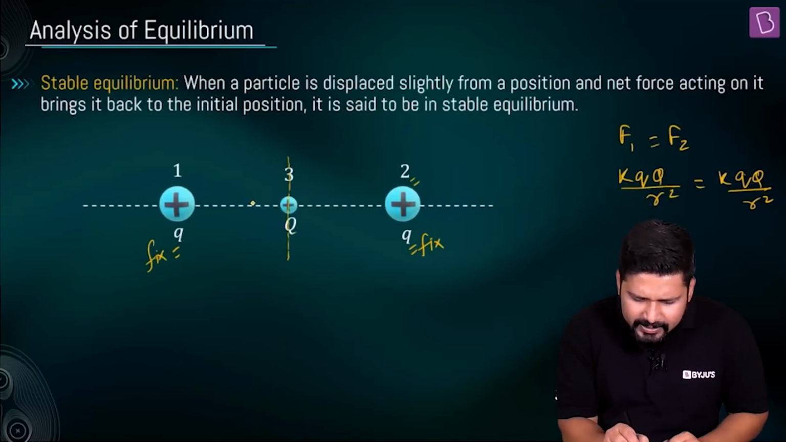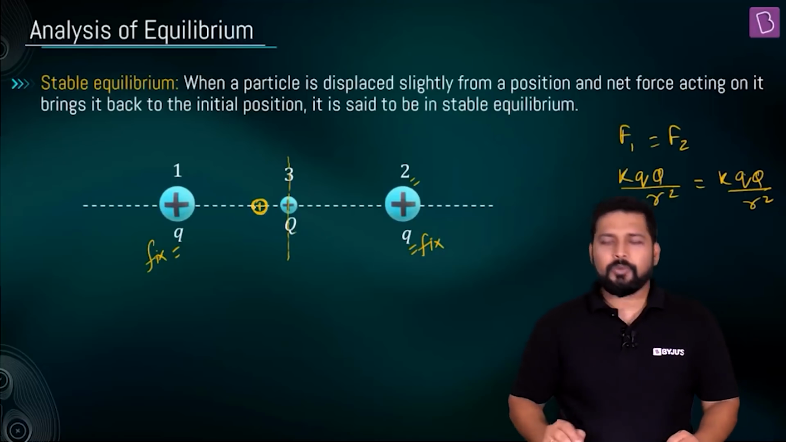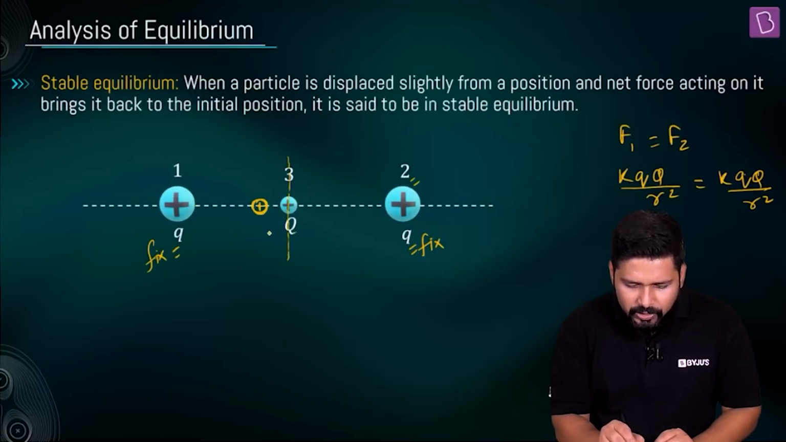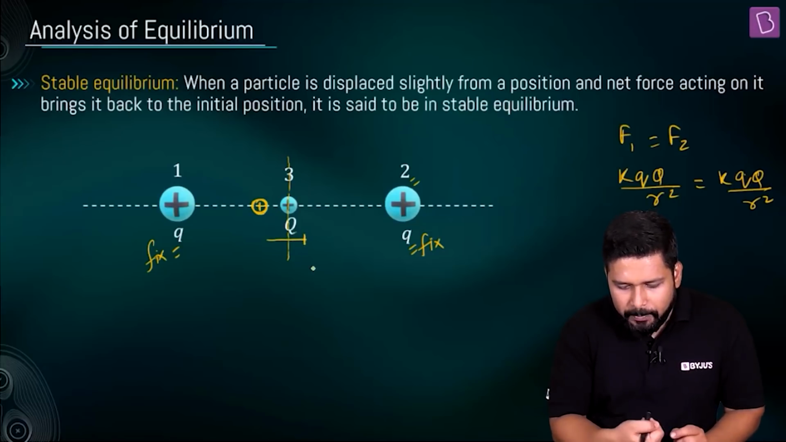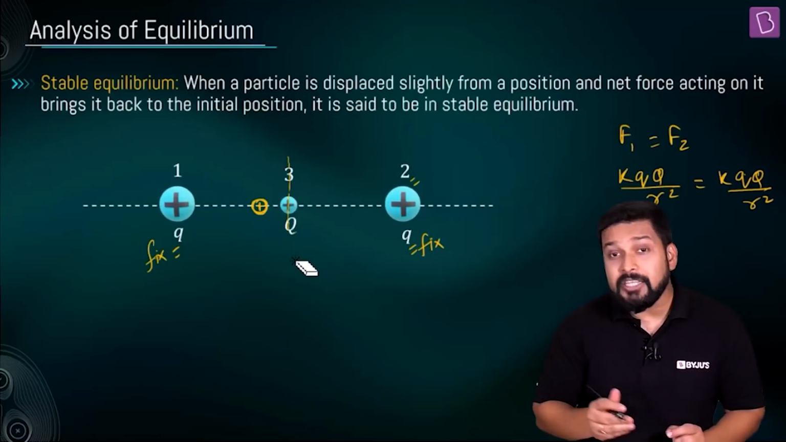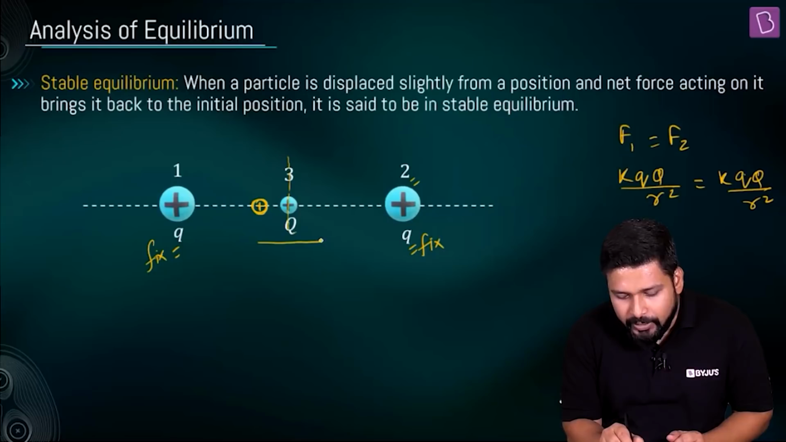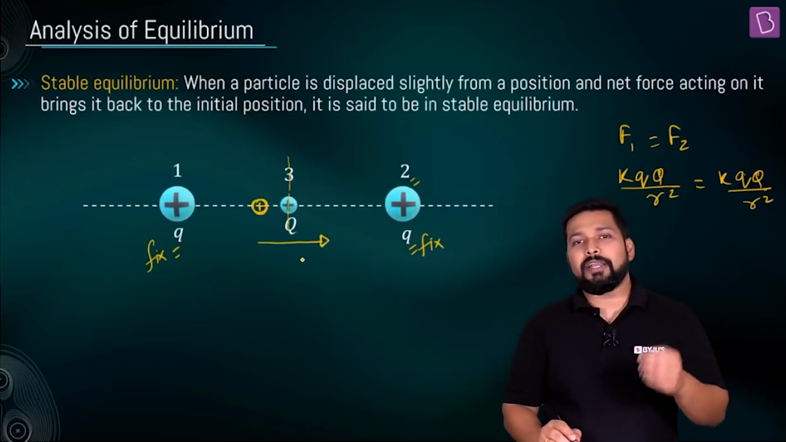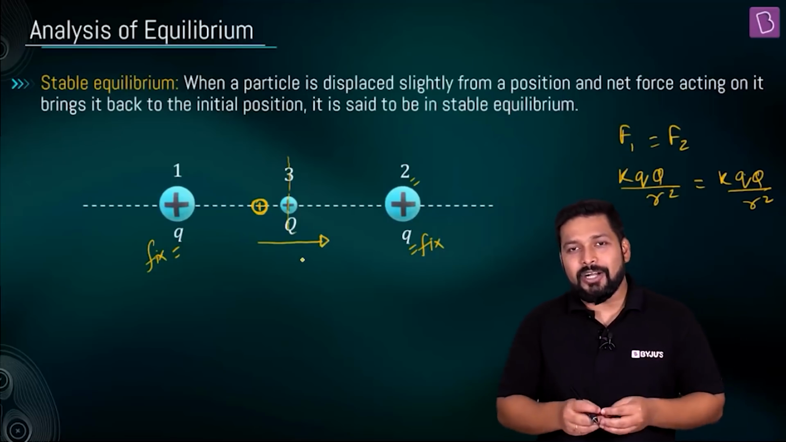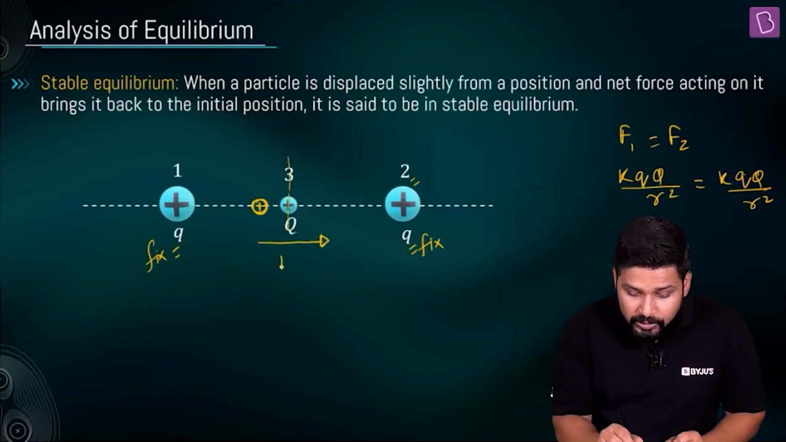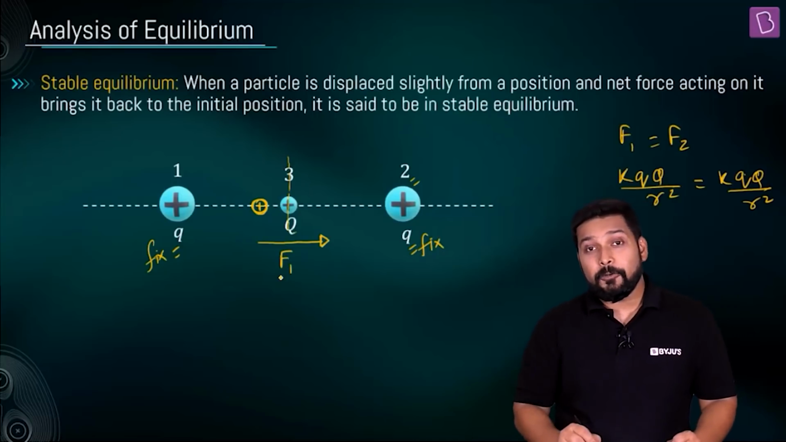Now let us see. Let's try to displace it slightly. Let's say I brought this charge somewhere over a small displacement. Now you see what has happened. The repulsion because of the charge which is present at 1 will be in this direction, and this repulsion is certainly going to increase. Why is it going to increase? Because this distance has decreased, right? As we know, the electrostatic force between two charges is inversely proportional to the square of the distance between them. So this force, F1, is certainly going to increase.